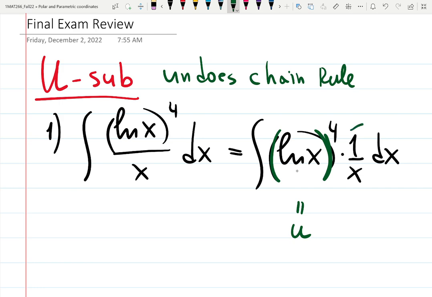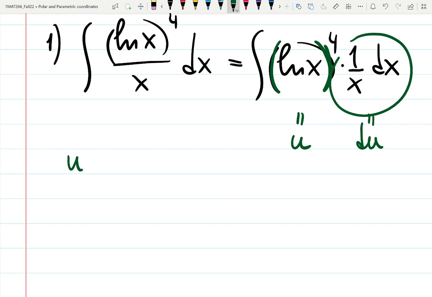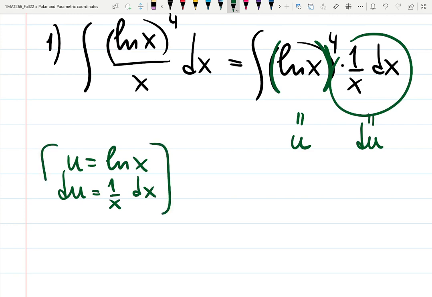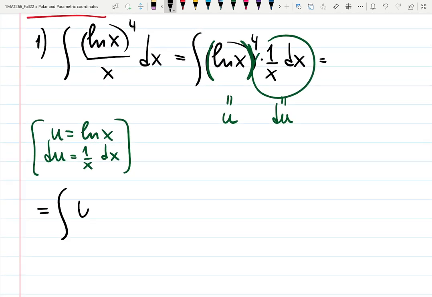If log is u, then 1 over x dx is du. Let's write down the notation carefully. Let u be ln x, then du is 1 over x dx. Using this notation, it becomes the integral of u to the 4 du. It's perfect. Remember, u-substitution is a transformation, so you have to change the limits of integration if you have any. I'm going to do that in the next example.